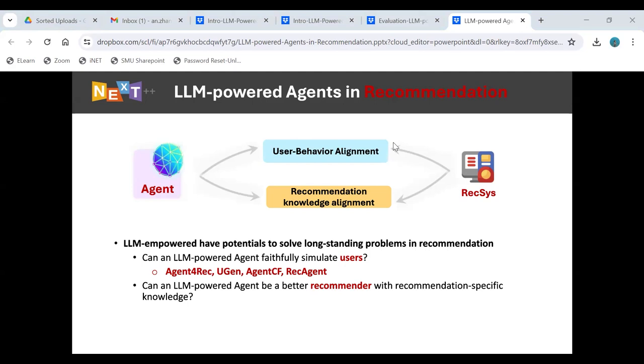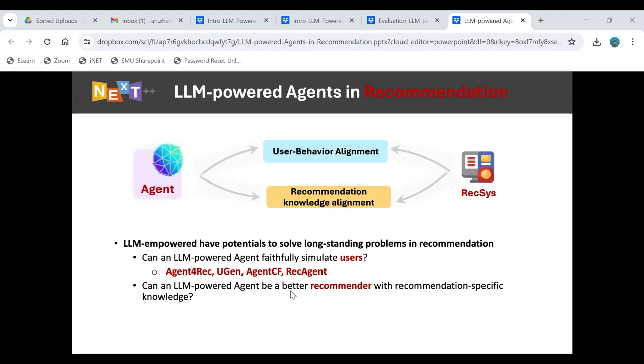As we all know, we solve the problem of using agents to simulate users or recommenders. And we introduced agent for rank, Eugene, agent CF, and so on, as answers to the question about can a large language model powered agent faithfully simulate users? The answer is yes. And now we move on to the second question. Can large language model powered agents be a better recommender?